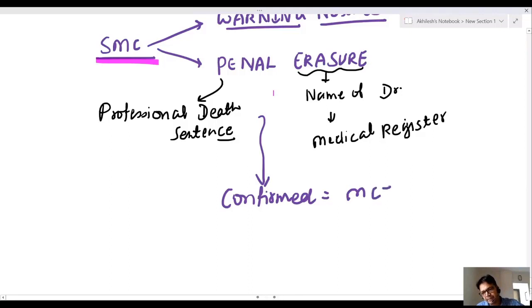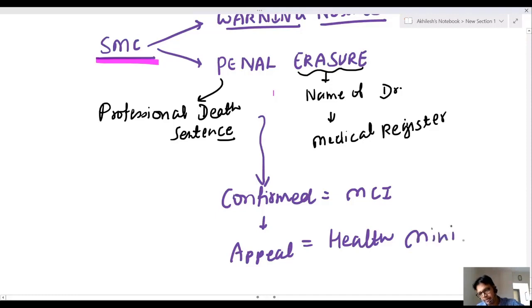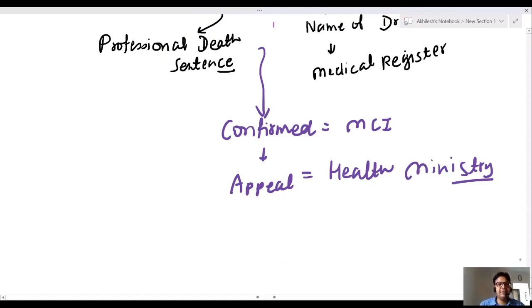by State Medical Council, confirmed by MCI, and you can appeal at Health Ministry. You can appeal at Health Ministry. This punishment is given by State Medical Council. Yes. Penal erasure is a punishment given by State Medical Council. First thing done. It is punishment by State Medical Council. It is confirmed by MCI and appealed at Health Ministry.